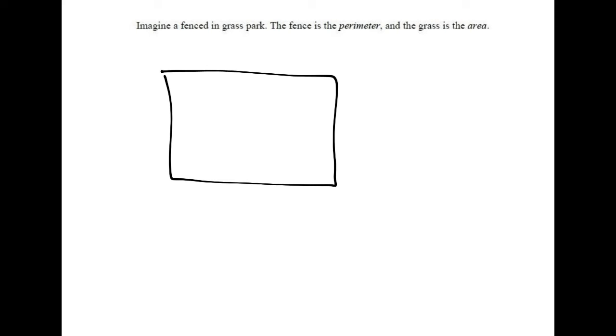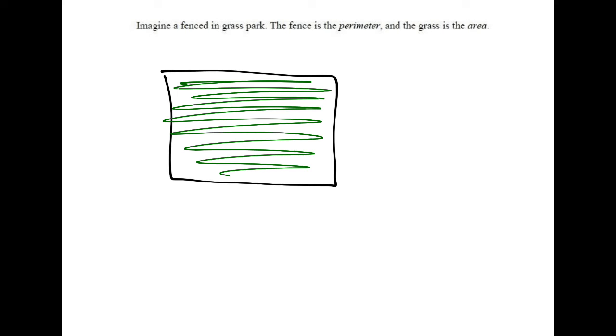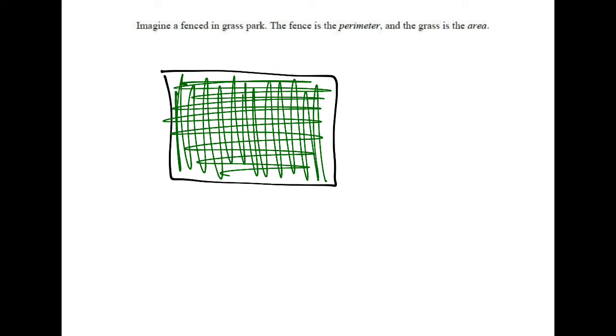So imagine a fenced-in grass park. The fence is the perimeter, so here's your perimeter, and the grass is the area. Okay, so inside the shape is the area, and just the outside of the shape is the perimeter. Okay? Remember rim, it's the outside, the rim of the shape. Okay, so area is all of the inside, and area is going to be in whatever it is squared. So since this is a park, let's say it's yards.